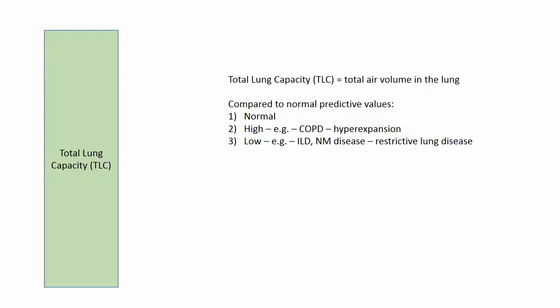We'll start with the easiest one, total lung capacity. TLC is the total air volume in the lung. When compared to predictive normal values, TLC can be normal, high in COPD or other obstructive lung disease where there's hyperexpansion, or low as in interstitial lung disease or neuromuscular disease processes where there's restrictive lung disease and TLC is low.